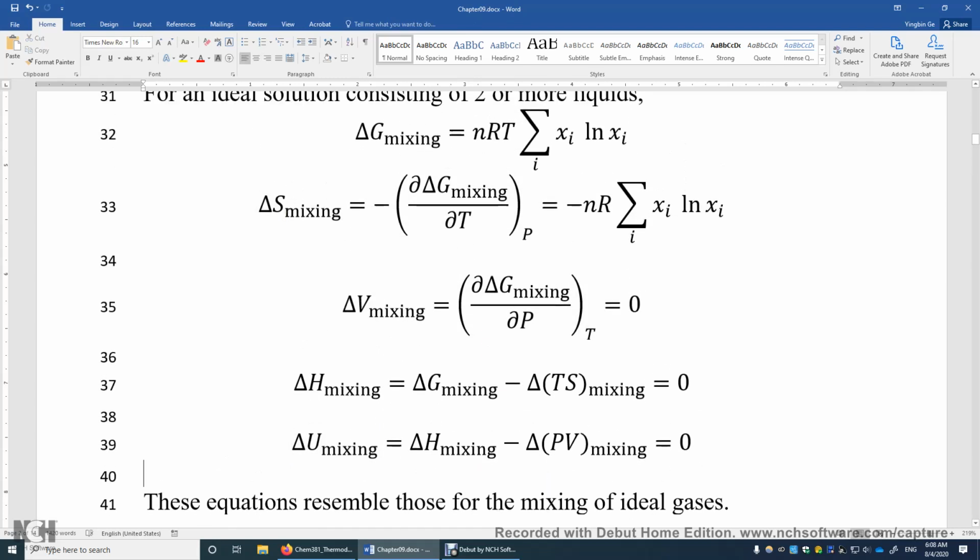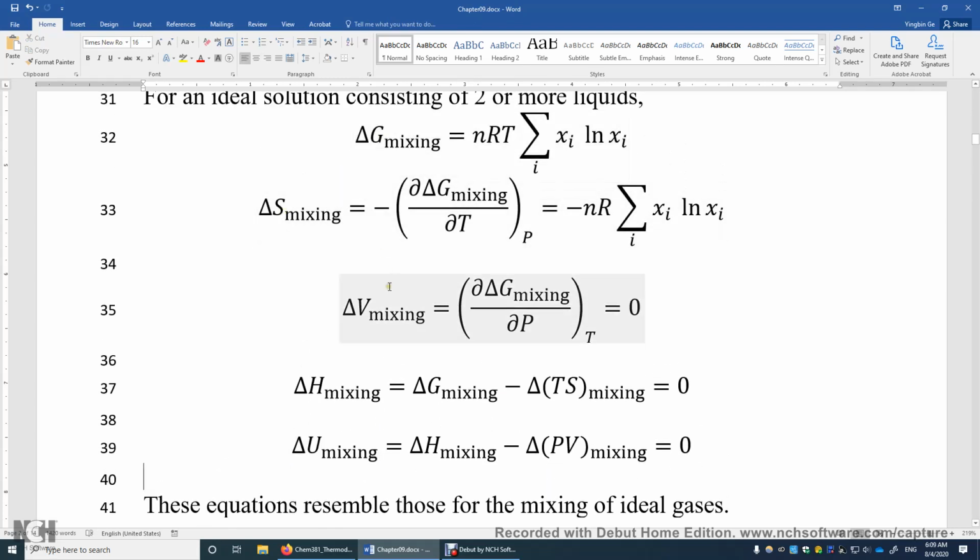Alright, so if you look at these equations, delta G, delta S, delta V, delta H, delta U, they are just exactly the same as those for the mixing of ideal gases. I didn't put delta A here, but you can prove this delta A mixing is the same as delta G mixing. Okay, delta A mixing is the same as delta G mixing. Why? A is U minus TS, and G is A plus PV. Over here, we just mentioned the pressure remains unchanged and the volume remains unchanged, therefore the change of the product of PV is 0.